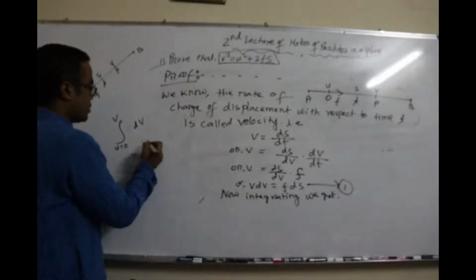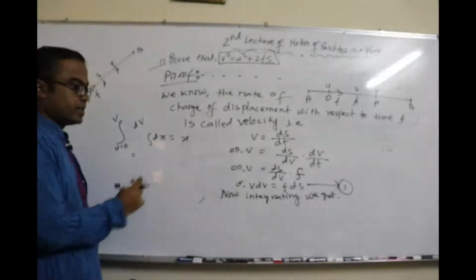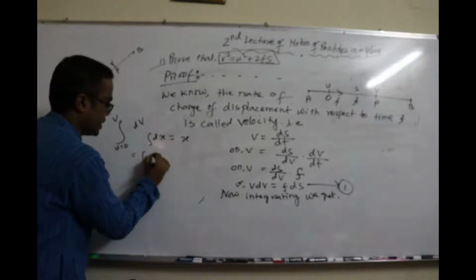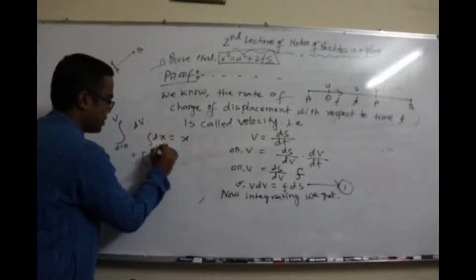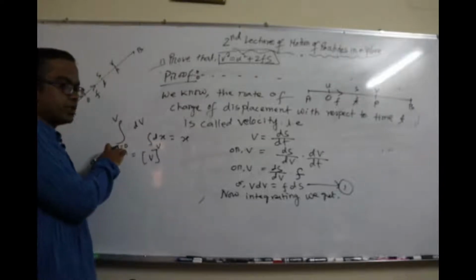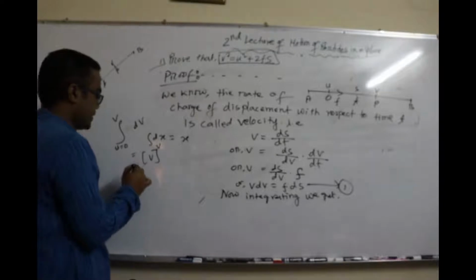So how can you solve? Integration dx means x. So here integration dv means v. Here final velocity v is the upper limit. This one is called upper limit and that one is called lower limit. So lower limit to upper limit means 0 to v.